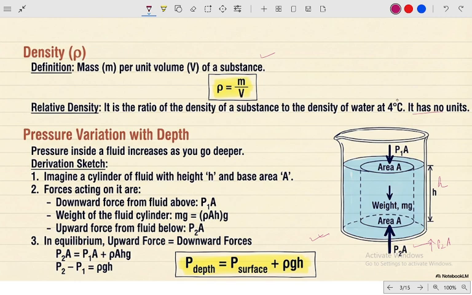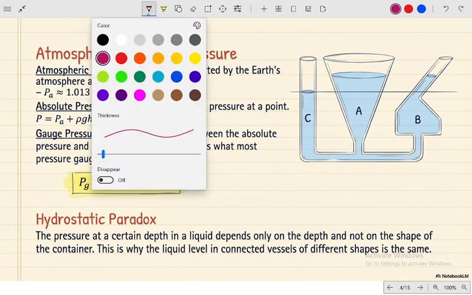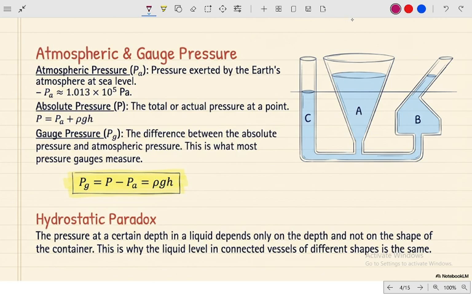Now, if you want to know more things, let us find the next thing. Now we are going to find atmospheric and gauge pressure. What is atmospheric pressure? Atmospheric pressure is the pressure exerted by the Earth's atmosphere at sea level. The atmospheric pressure is 1.013 into 10 to the power 5 Pascal. Right? That is the atmospheric pressure.